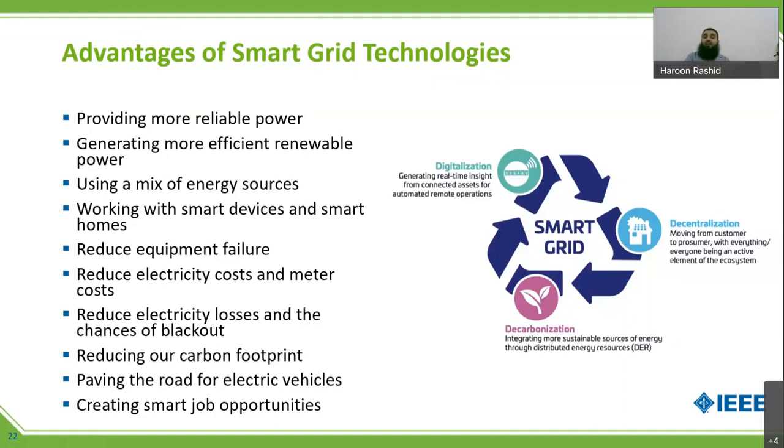So when you have electric vehicles, imagine that you need more power. How are you going to supply them if you do not have alternative sources of energy? If we rely on our conventional system, definitely the whole system will collapse.